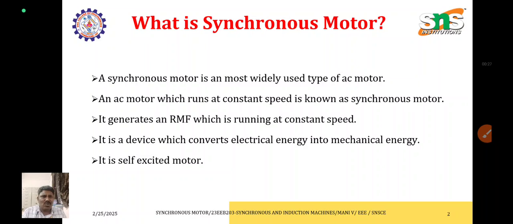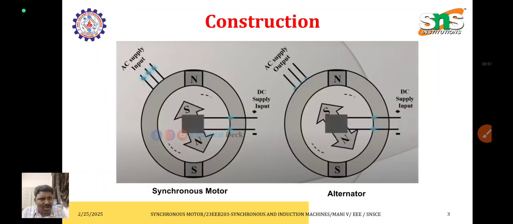The synchronous motor is also known as a constant speed motor because it runs at a constant speed, known as the synchronous speed, at 1500 rpm. It generates a rotating magnetic field while running at the synchronous speed. Normally a motor is used to convert electrical energy into mechanical energy. Okay, so this is the construction of a synchronous motor.